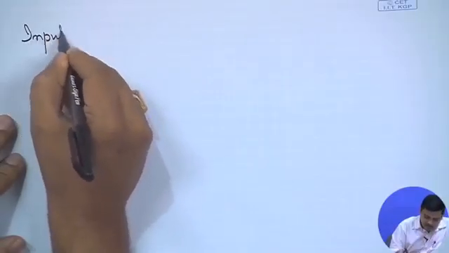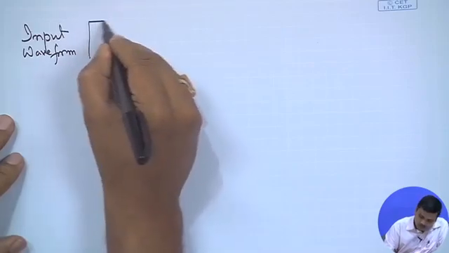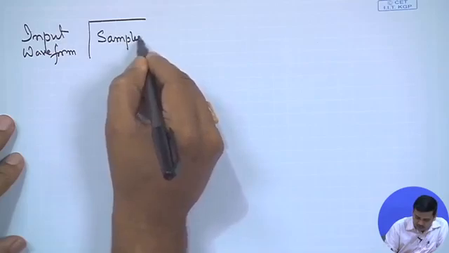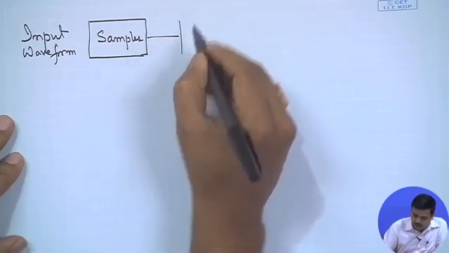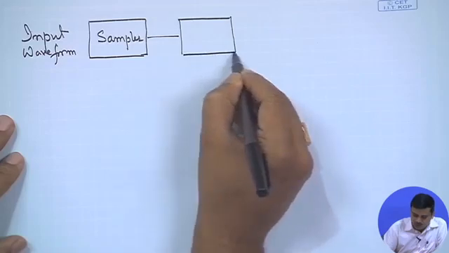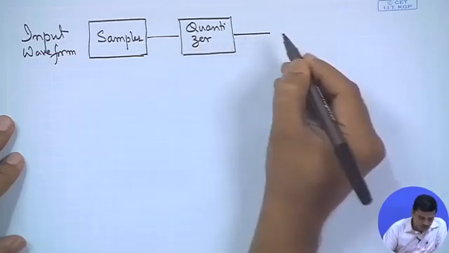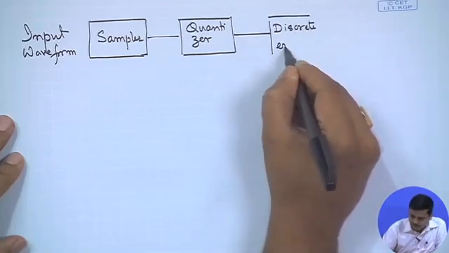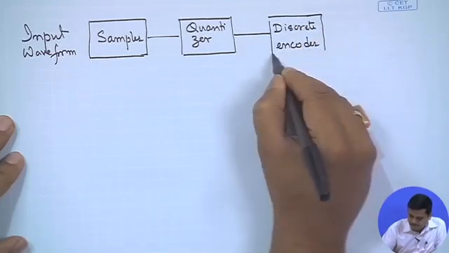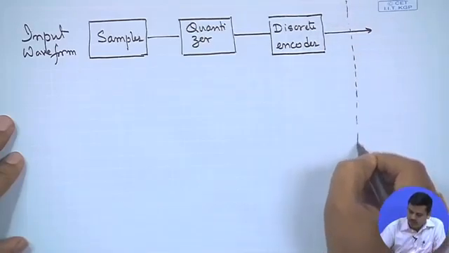If we are talking about the source, let there be some input waveform, and it would go through a sampler. In the same fashion as we discussed at the higher level, the sampler is followed by a quantizer, which is followed by a discrete encoder, and the discrete encoder sends out a signal to the binary interface which we had described before.